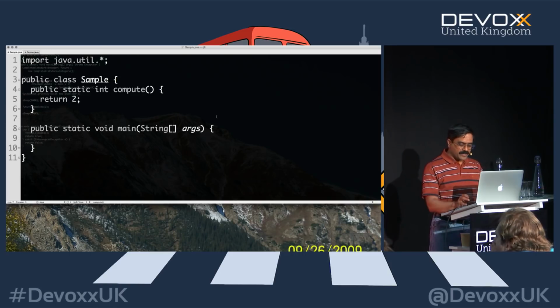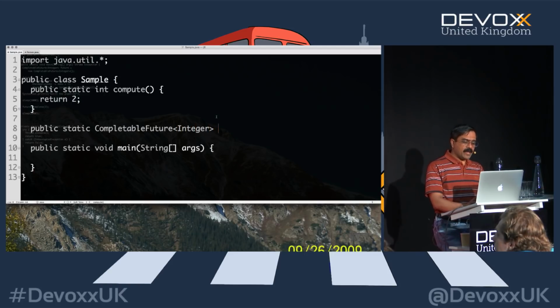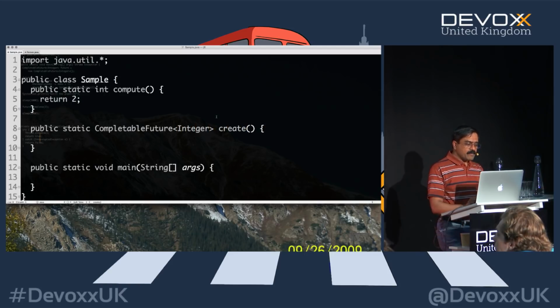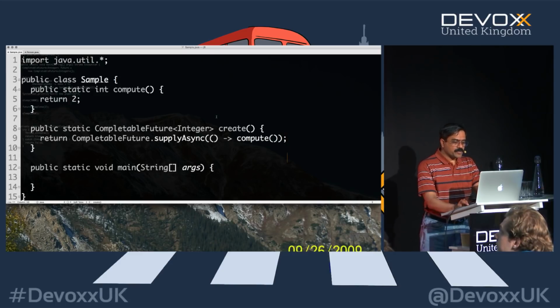So we'll just start with the same example as we did before, but then I'm going to start with a static method. We'll call it as CompletableFuture, and in this case we will say create. And what does the create method really do right here? The create method says, I'm going to return a CompletableFuture.supplyAsync, and in this case we will say, just call the compute method. Okay, so that's going to simply return the result of whatever the compute is returning.